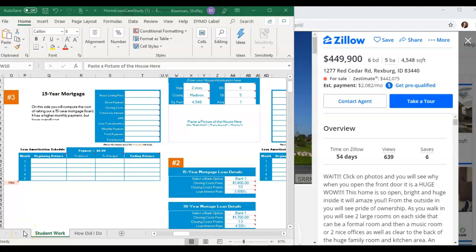This tutorial is to help you with the home loan case study. The first thing you need to do is go on the internet and do some digital shopping. This can be hypothetical, or it can be something that might be helpful in the future if you're already looking at a home. And you can go anywhere, wherever you need.